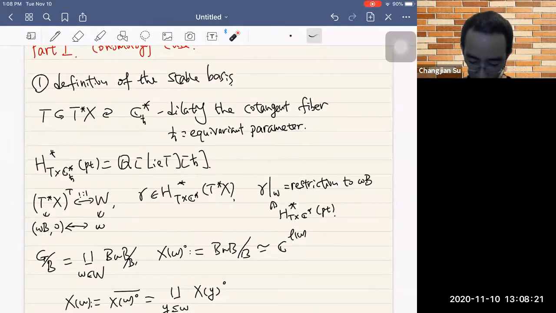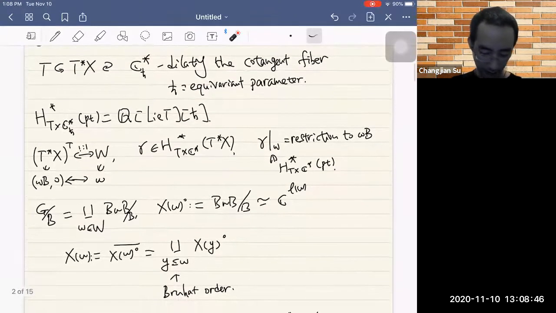And now we use this notation. If gamma is some cohomology class, we use gamma restricted to w. This means the pullback of this cohomology class to these fixed points. This lives in the equivariant cohomology of a point, i.e., this will be some polynomial on the Lie algebra of the torus along with this formal variable h bar.